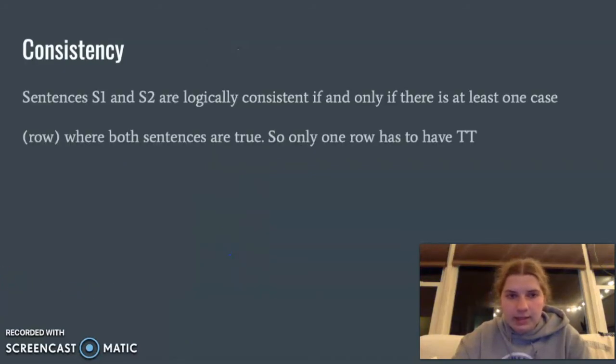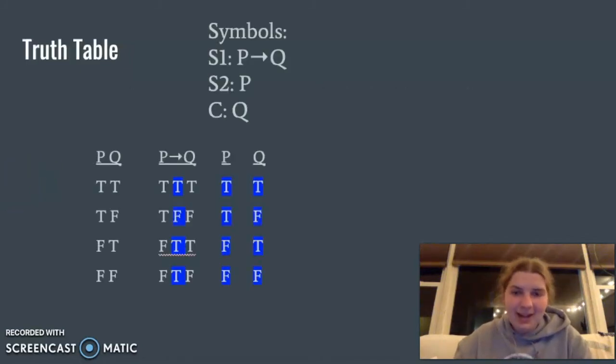The next thing we can test is consistency. Sentences S1 and S2 are logically consistent if and only if there is at least one case or one row where both sentences are true. So there only has to be one row with true, true, which in my opinion makes consistency one of the easiest things to spot in a truth table. As we already know, the first row has true and true, so that means it is consistent.